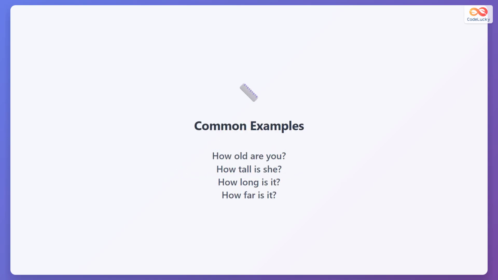Here are the most common how plus adjective questions you'll hear and use every day. How old are you asks about someone's age. How tall is she asks about height. How long is it asks about length or duration. How far is it asks about distance between places. These four cover most everyday situations.